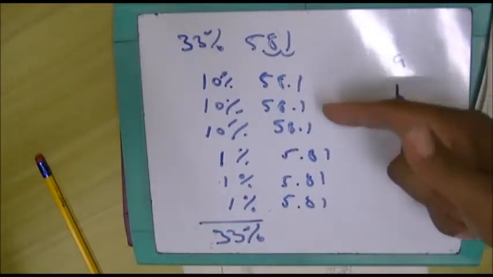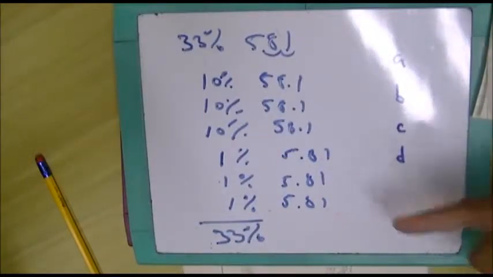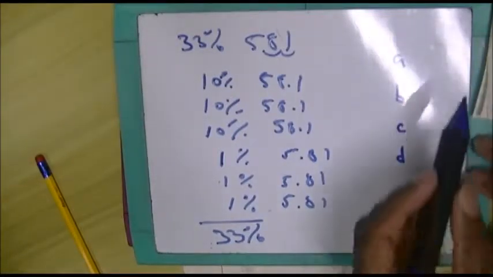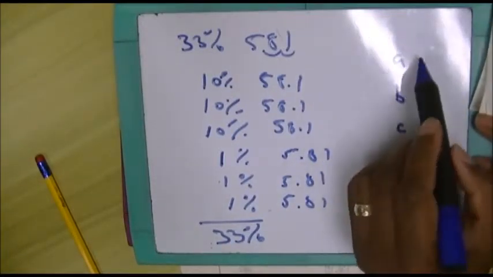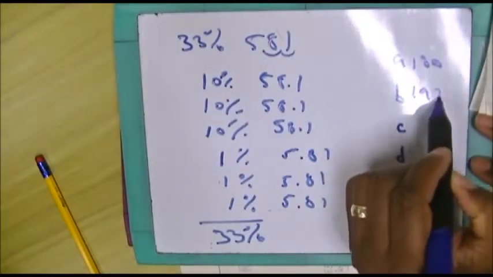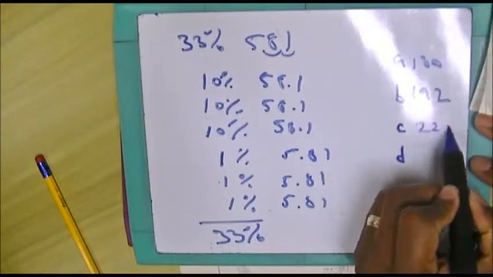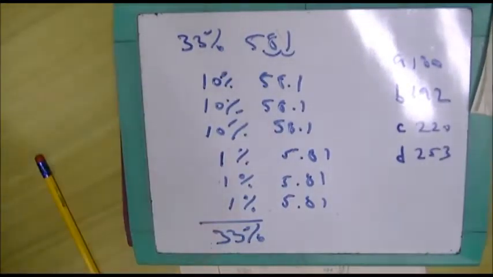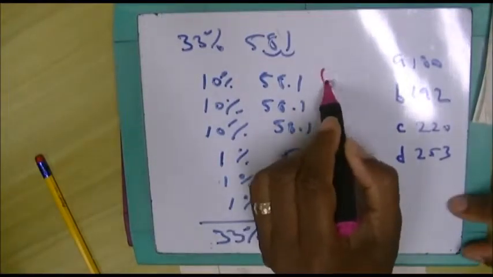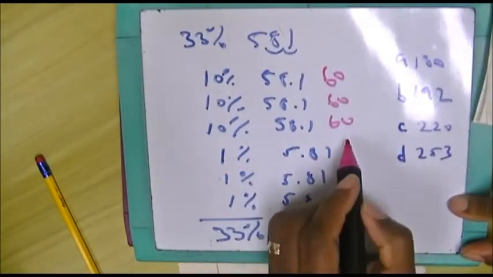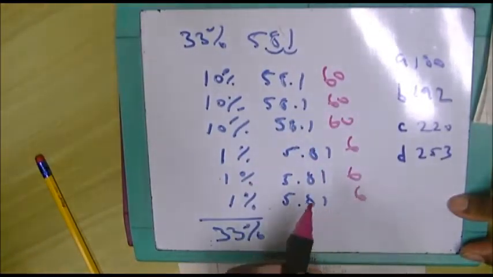Now, adding up these numbers is tedious, okay? So this is where I would round, because the choices they might give you will be something like, oh, 180, 192, 220, and maybe 253. You know, something random. I'll round it to the nearest whole number, so I'll say, okay, let's make it 60 plus 60 plus 60, and I'll round this to 6, and 6 more, and 6 more.